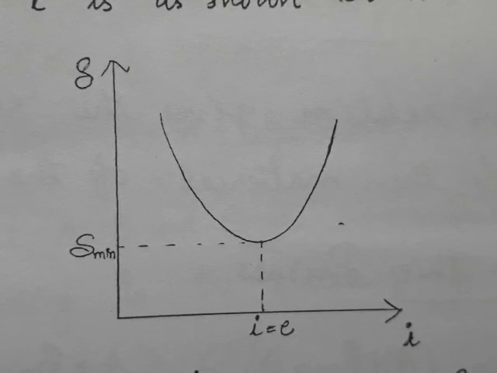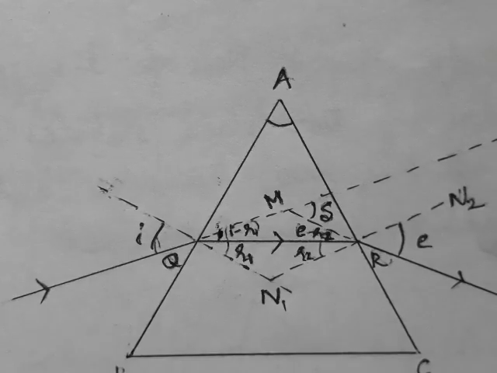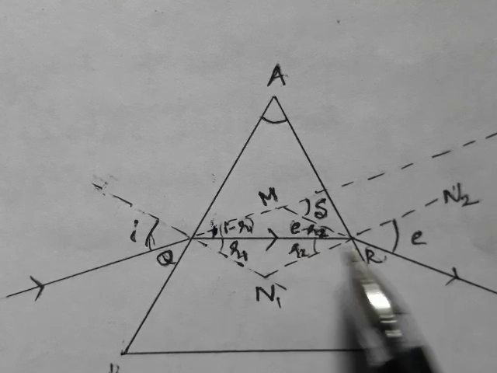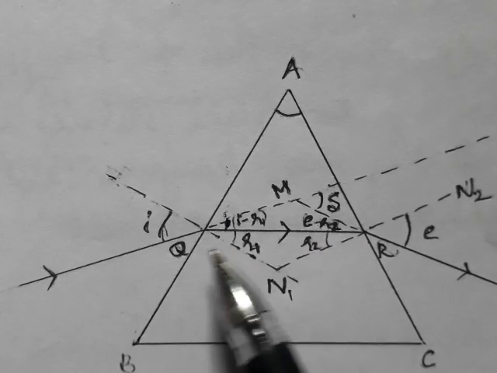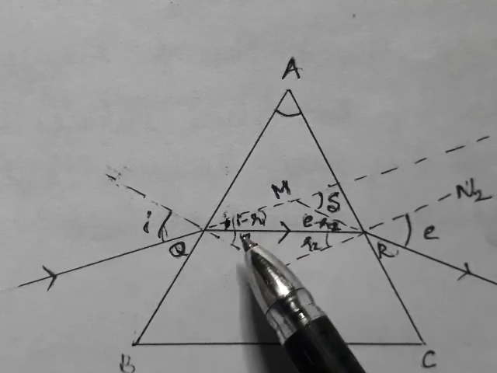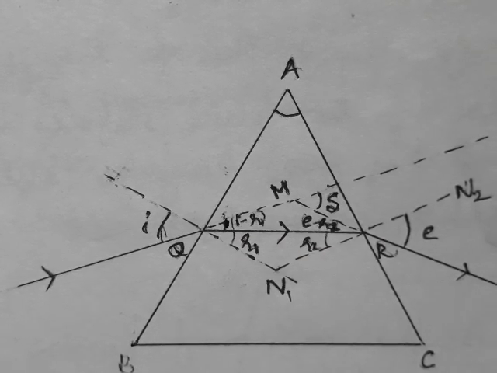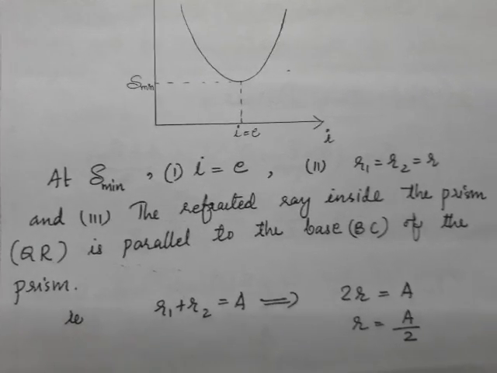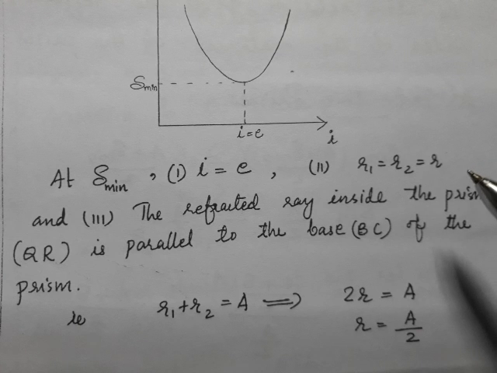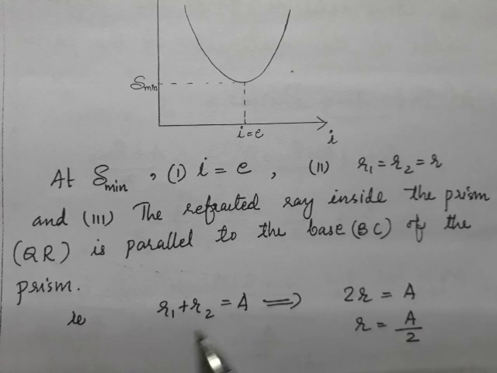When I is equal to E, look at this picture again. The refracted ray QR will be a straight line parallel to the base BC. In that case, R1 and R2 will be equal. Let us take R1 and R2 as R. Already we have R1 plus R2 is equal to A, which means if R1 and R2 is taken as R, then we get R is equal to A by 2.